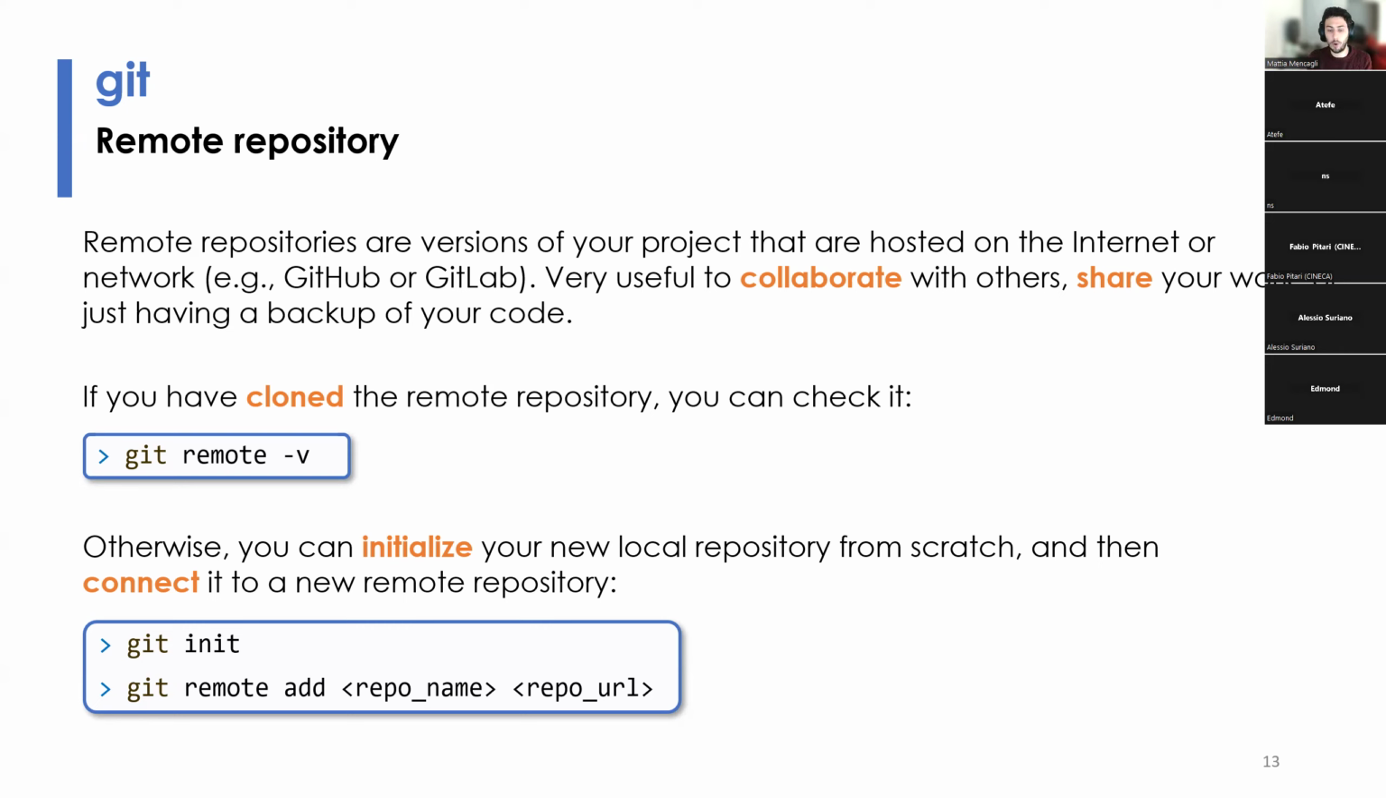If you already cloned the remote repository, as we already saw with git clone in the first slide, you can just use the git remote command to check the remote status. In particular, git remote -v will show you the URL that you have used, and therefore you can retrieve the remote repositories. Otherwise, you can, of course, initialize a new local repository from scratch, create a new repository also on your favorite service. For example, I always use GitHub, and connect the two of them using git init to initialize the local repository, and then git remote add to connect your local repository and your remote repository.